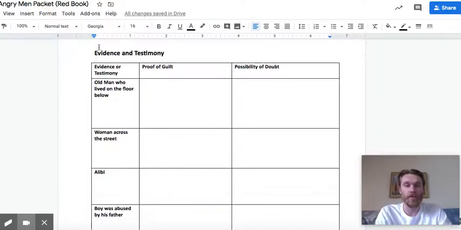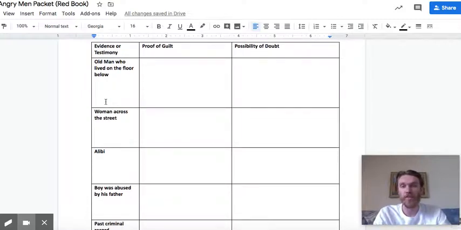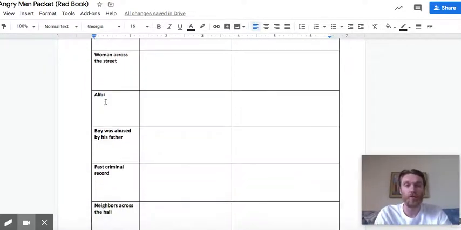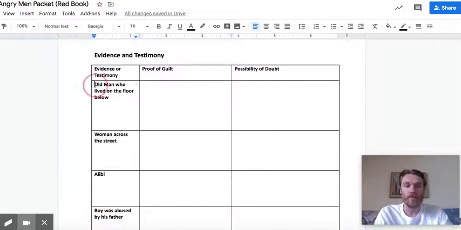Below that, we have evidence and testimony as it says. So in the left column here, we have whoever gave a certain piece of evidence or testimony, or what that was. So we see here, and this will make more sense as we get going, as we get reading, but we see the old man who lived on the floor below. This person or piece of evidence, they're going to talk about why that proves the defendant guilty, and that's what you want to write down in this column here.